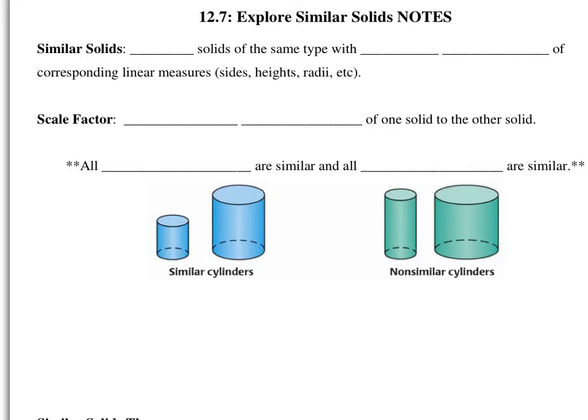In these notes, we're going to talk about similar solids and ratios again, of how sides, surface area, and volume ratios compare. So first off, similar solids are two solids of the same type with equal ratios of corresponding linear measures: sides, heights, radii, etc. Our scale factor, remember, is a common ratio, which just means that the ratios are the same, of one solid to the other.